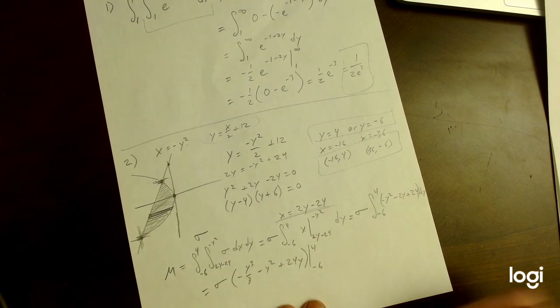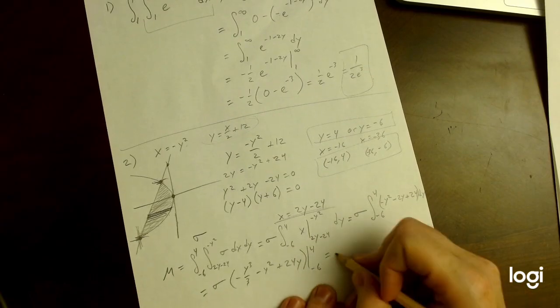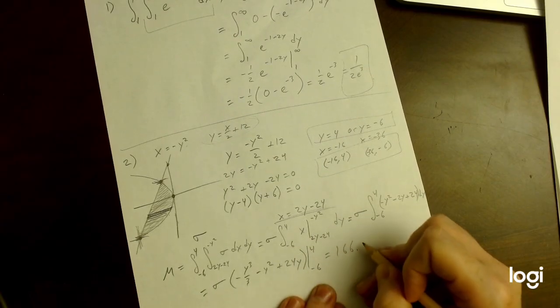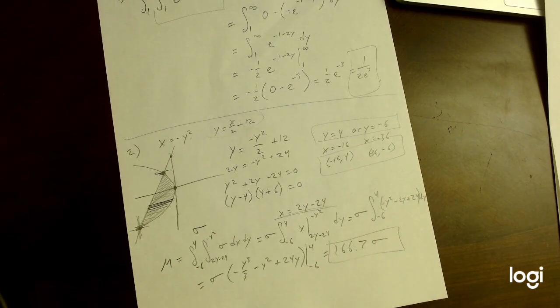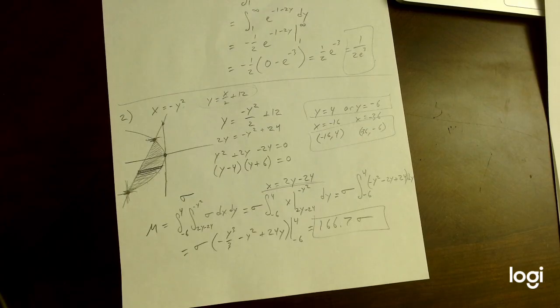And when you plug all of those numbers in, you're going to get something about 166.7 sigma. And so you can just plug in those numbers into your calculator, figure out what that evaluates to, and double check that I did that right. But then that would be the end of that problem.